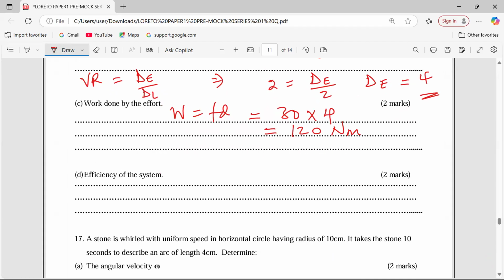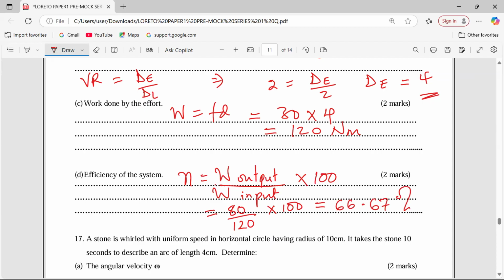Efficiency of the system. So this system now is having some efficiency. And you know, we're supposed to talk about efficiency now being given by work output divided by work input times 100. Output, the work on the load. Input, the work the effort does. We express this as a percentage. And we are going to get exactly, you can work out that. We are getting exactly 66.67%. So that is now the efficiency of this particular system.